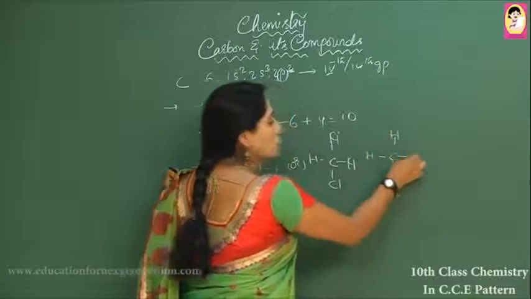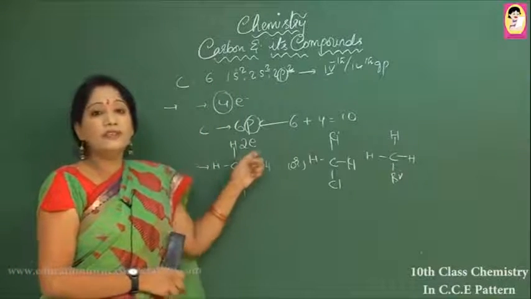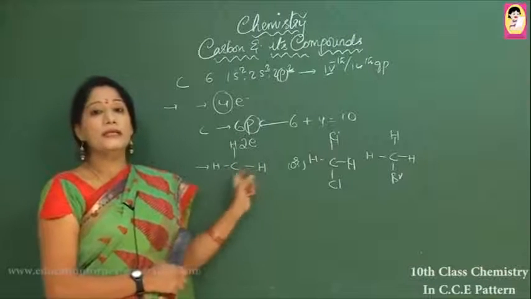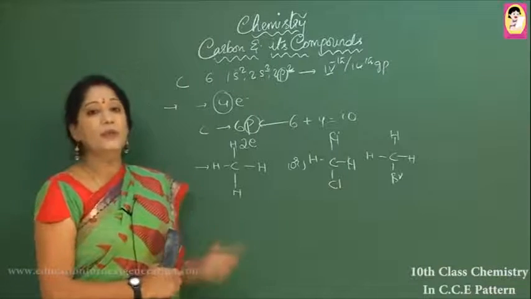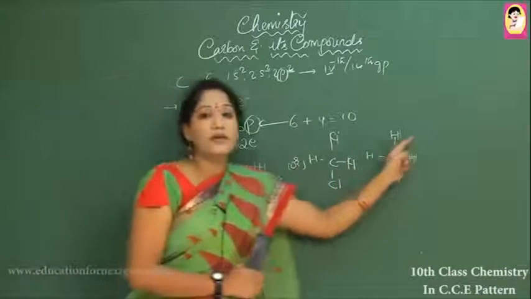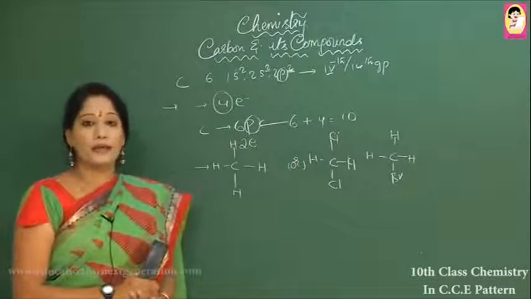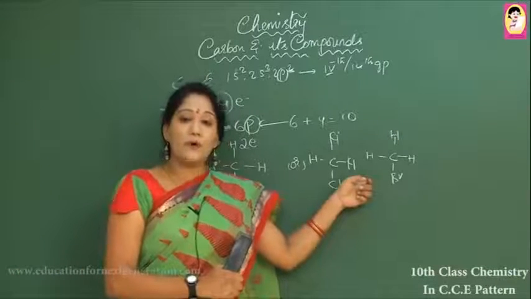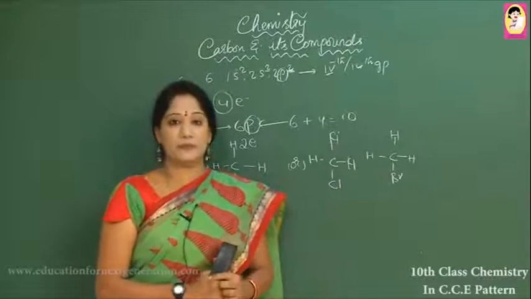Because of the requirement of 4 electrons, which is neither possible to donate nor possible to accept, carbon tries to mutually share the electrons amongst the atoms, because of which it forms tetravalent compounds. Why? Because carbon has a valency of 4, it forms tetravalent compounds, and because of which it is highly stable in nature.